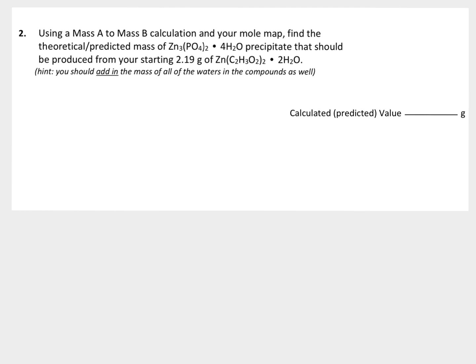When we look at calculation number 2, I just want to help you get started. You're going to be doing a mass A to mass B calculation. So you want to figure out the predicted or theoretical amount of precipitate that we should have gotten. So our precipitate, that white substance that we strained and dried overnight, is called zinc phosphate, and it has 4 waters attached to it. You want to know how much that should have made from the original 2.9 grams of the zinc acetate. So you're going to start with mass of A and eventually go over to mass of B.